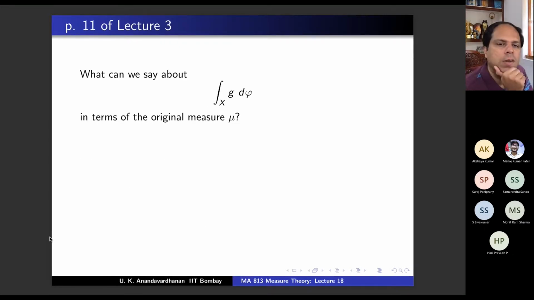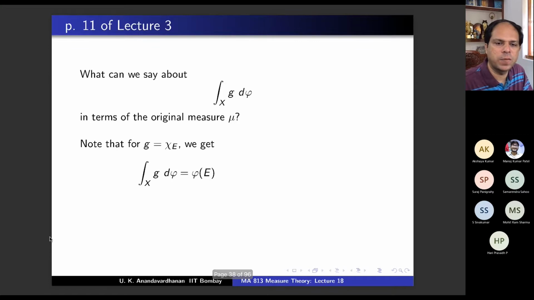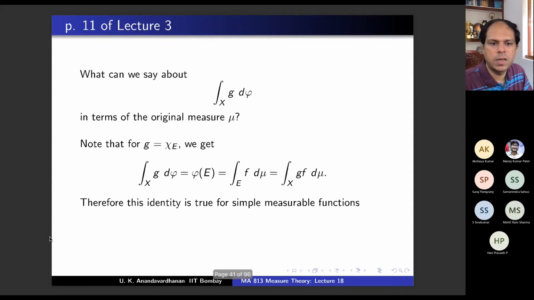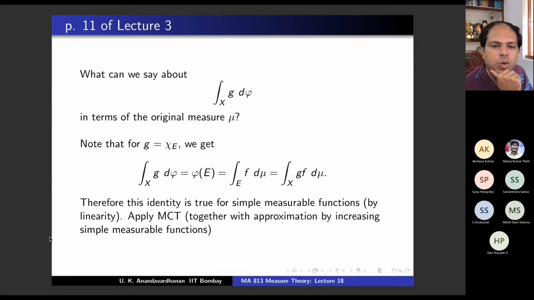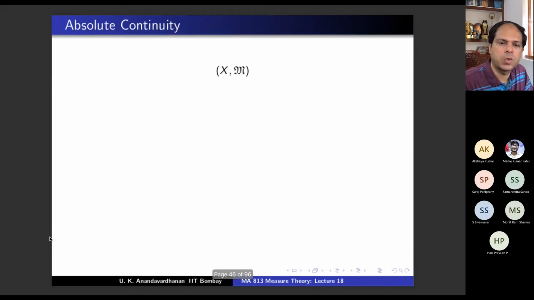And do you remember this? This new measure phi is f d mu, d phi is f d mu. So what is the integral of g d phi in terms of mu? The integral of g f d mu. So just put the notation d phi is f d mu, and the correct notation, it is true because you verify it for characteristic functions. The integral of g d phi, if g is chi_E, it is phi of E, which is nothing but this by the definition, and which is this. So the identity is true for simple measurable functions because it's a finite sum of characteristic functions by linearity, and apply MCT to conclude in general. Okay, so this also we had done.